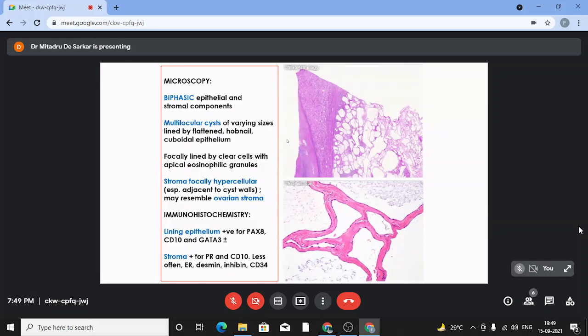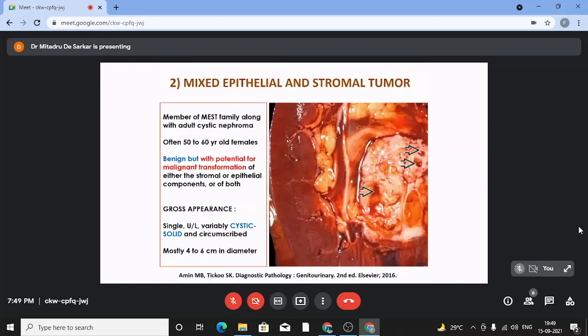IHC is not really useful in this particular case because morphology, the gross and the microscopic, clinch the diagnosis. The mixed epithelial and stromal tumor actually belongs to the same family of tumor along with CN. The age group is 50 to 60 years. It is benign, but there is a potential for malignant transformation, both sarcomatous as well as carcinomatous.